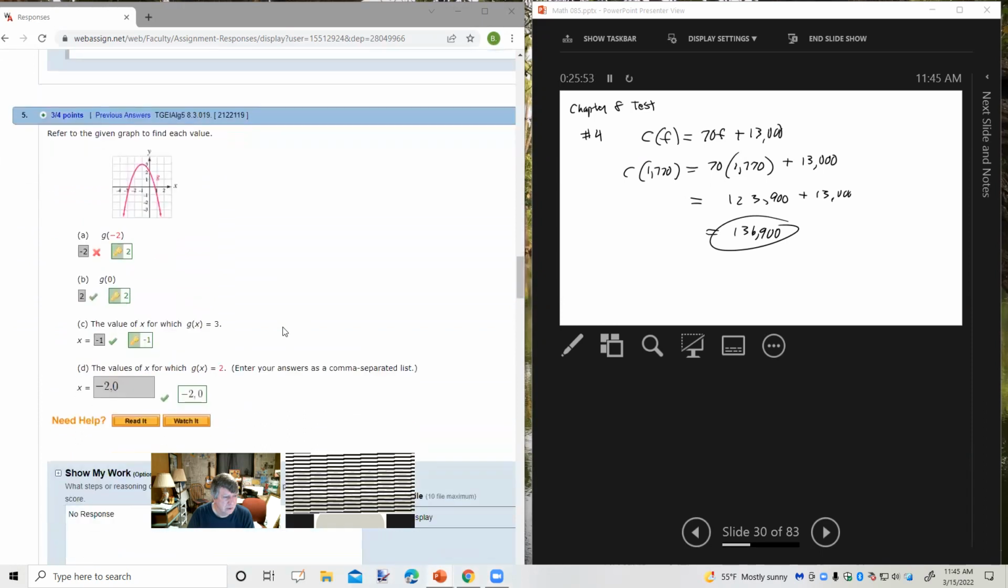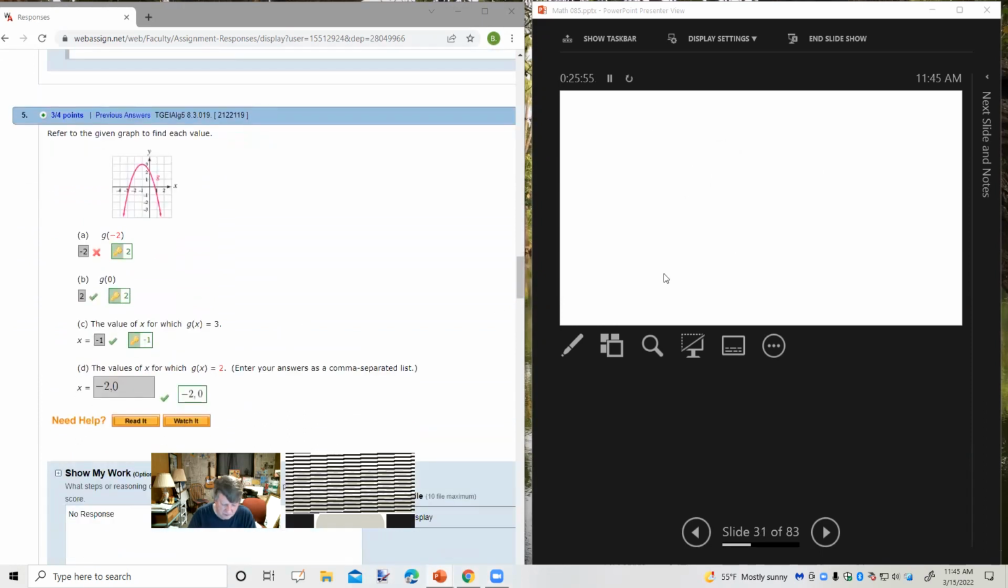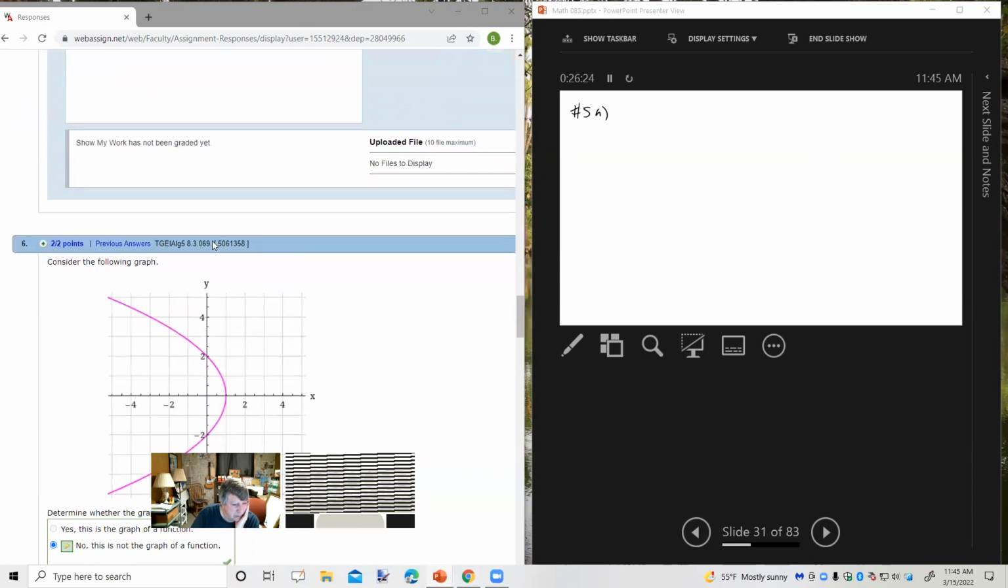Do you want to look at 5A? Yes, please. All right, G of -2. If we look at the graph, G of -2 is saying when the input or the x value is -2, what is the y value? Well, on our graph, x is -2 is right there. If we go up and find the point on the graph, the y value is positive 2. Okay. All righty.